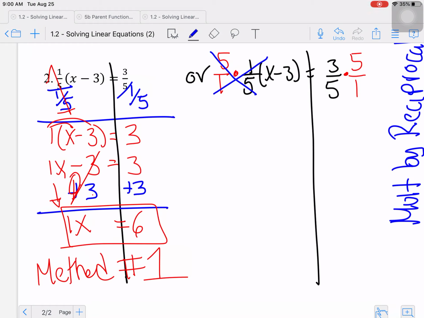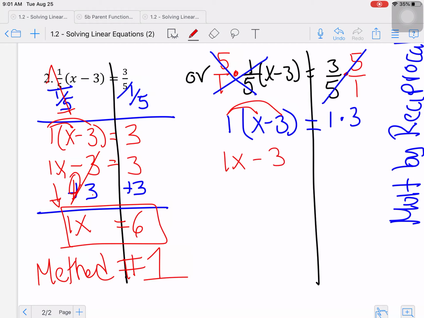It basically goes into 1, which leaves you with 1 times x minus 3 equals, let's try to do the same thing over here. 5 divided by 5 equals 1, and then 3 divided by 1 equals 3. So that leaves you with 1 times 3, which is just 3. All right, so let's go ahead and simplify this. So that is 1x minus 3 equals 1 times 3, which is just 3.